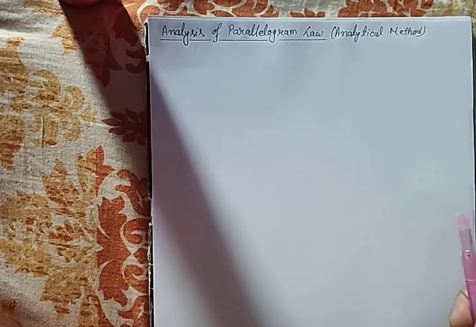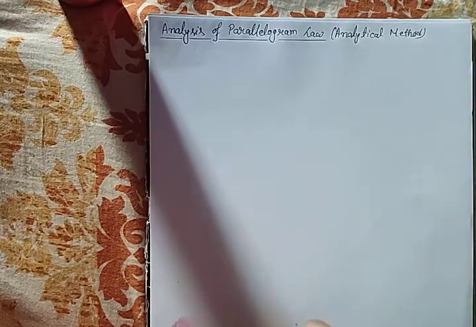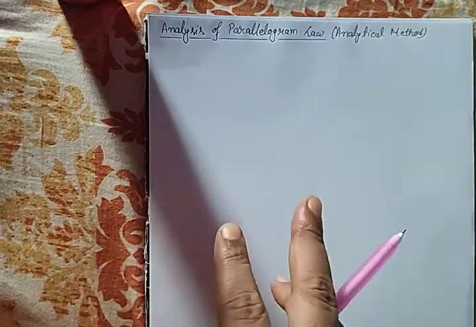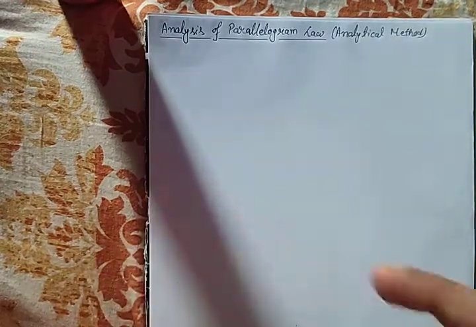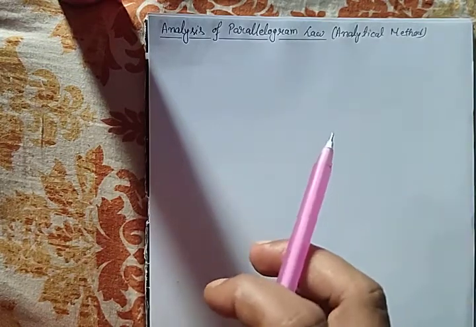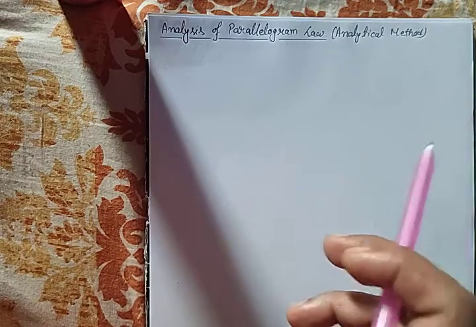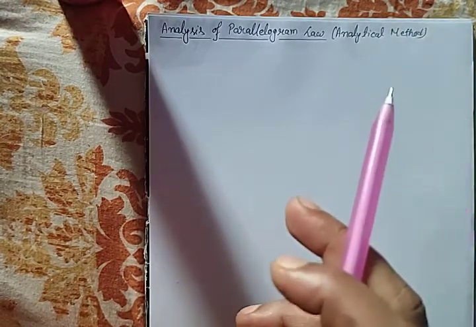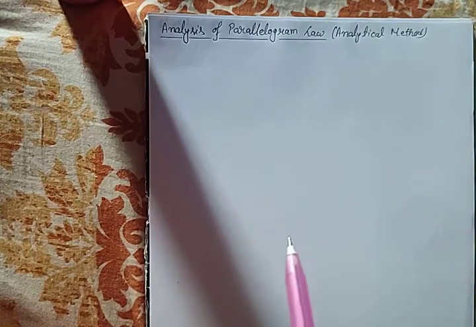So in the previous class, we have seen two laws actually, triangle law and parallelogram law. But both the laws are graphical methods of vector addition. So this method is called the analytical method. Analytical method means in this case we will try to find out a formula for the resultant vector.